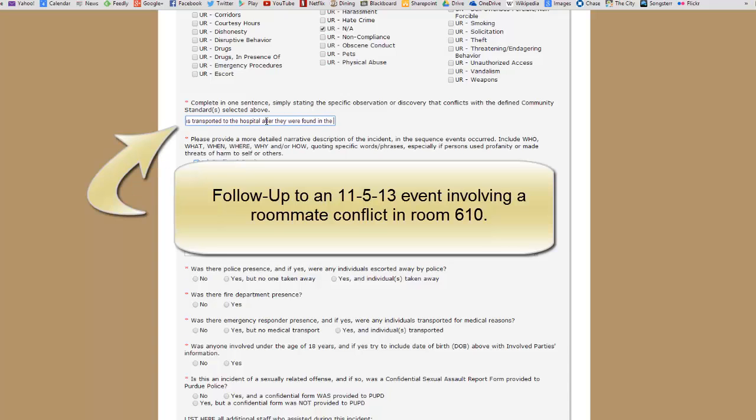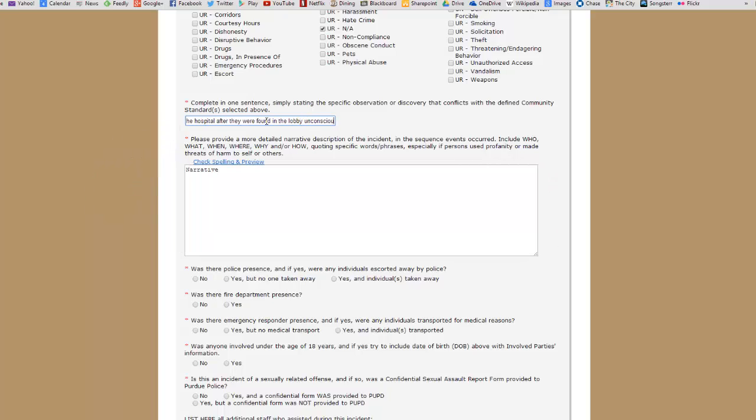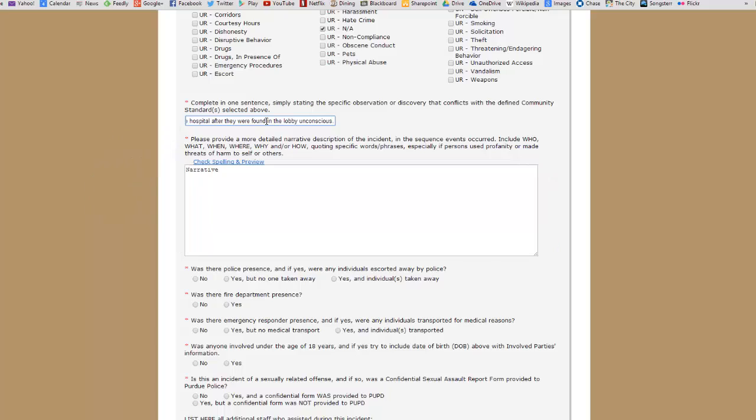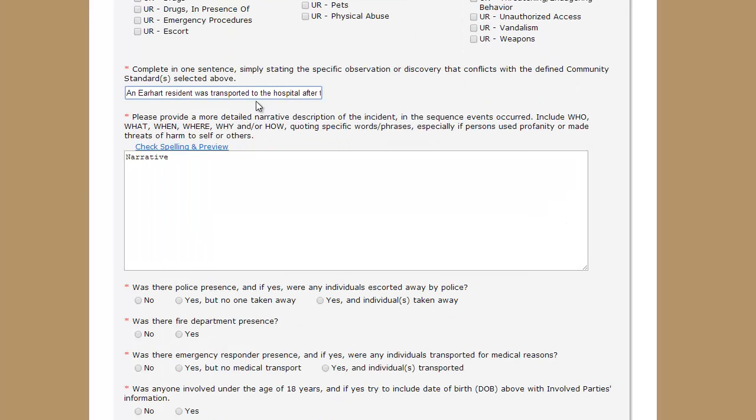Follow-up to an 11/5/13 event involving a roommate conflict in room 610. Resident documented for disrespectful behavior to a staff member during late rounds after they were asked to be quiet. These reports can be merged with previous or related ones, so it is important to include memo or follow-up in this 1-line description if applicable to help the administrator attending to your IR.